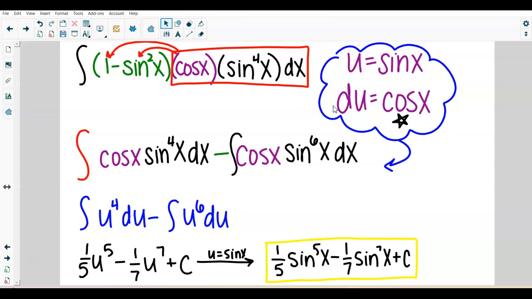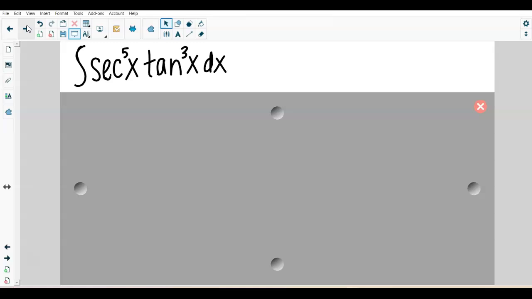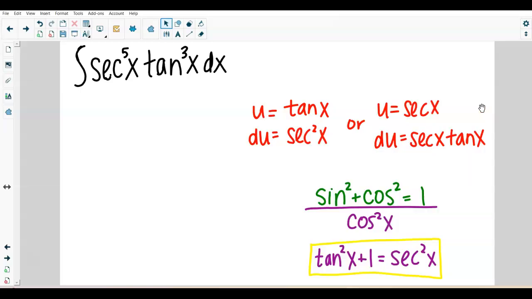There is one more of this style, and it deals with a secant and tangent. So it's a super similar process, but just a different u and du situation here. There are two relationships. If we made u tangent, du of secant squared could be present. We could break secant to the fifth power into secant cubed, secant squared. So we could have a u and du.